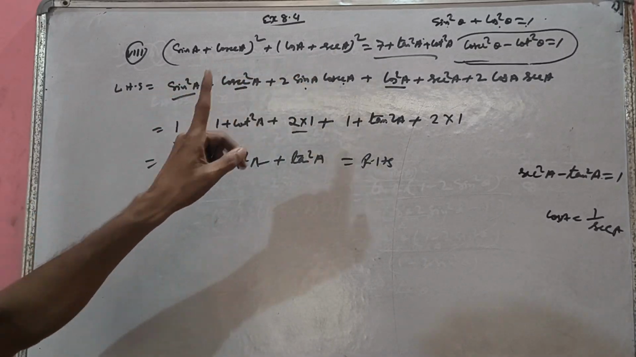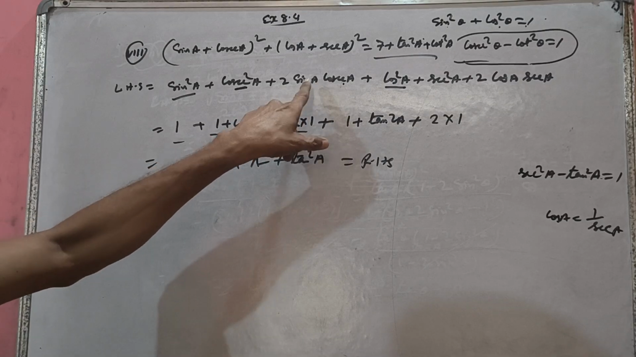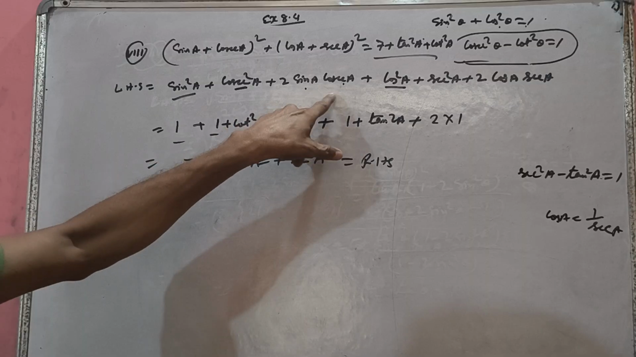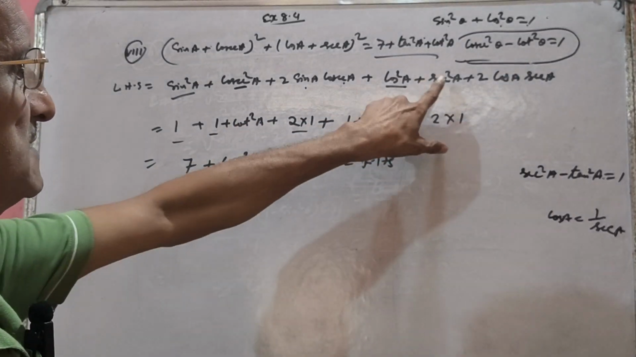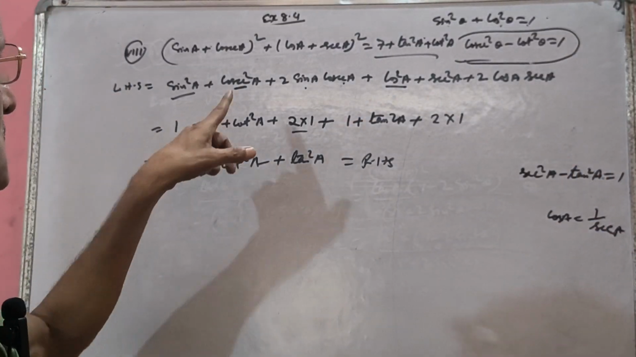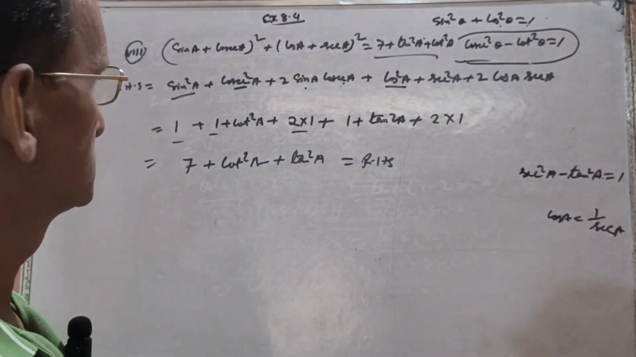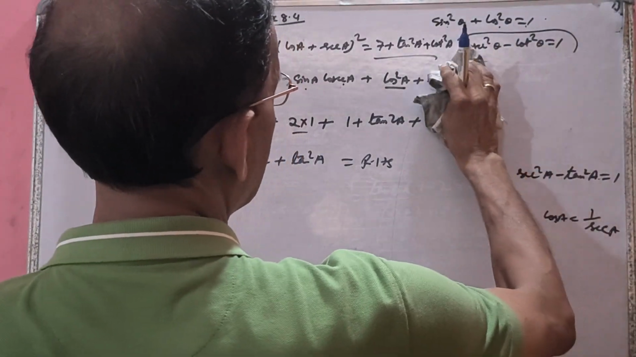Understood this? A plus B whole square. Write the formula. Sin is reciprocal of cosec. Sin will be 1 by cosec, or sin into cosec is 1. Similarly, cos into sec is 1. And sec square in terms of tan square is 1 plus tan square. Cosec square in terms of cot square is 1 plus cot square. So this is the, okay.